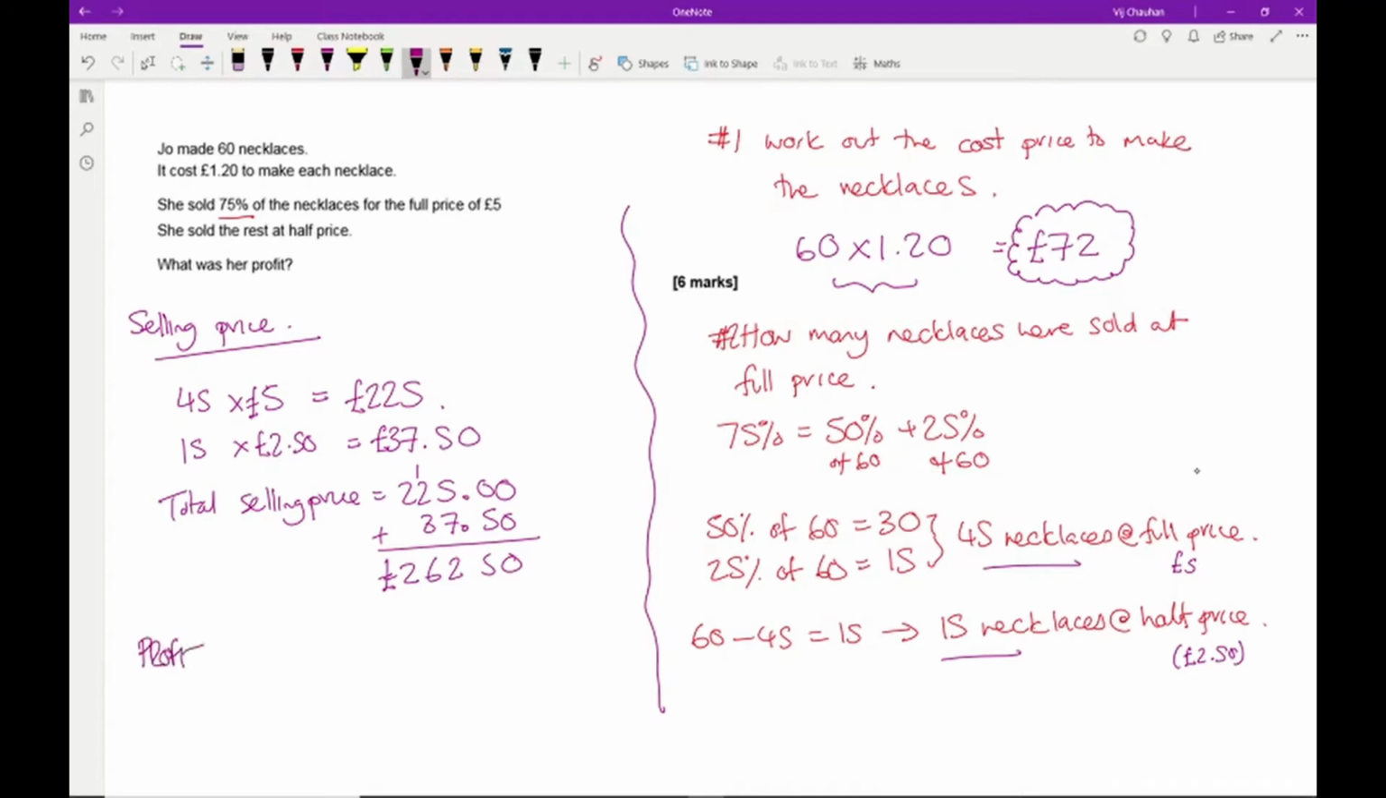So the profit is going to be the selling price of £262.50 minus the £72 it cost to make. Let's see whether Joe has made a decent amount of money for her efforts. We take those two amounts away and we get an answer of £190.50 profit, and there is our final answer. So Joe's not done that badly. I'm sure Alan Sugar would be very, very impressed.